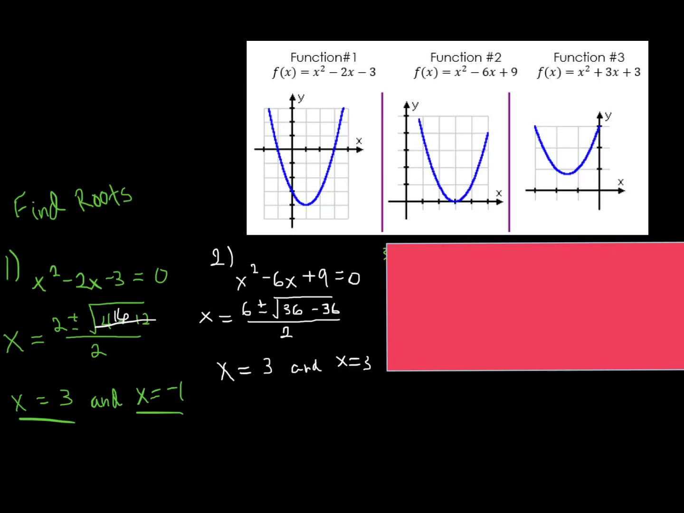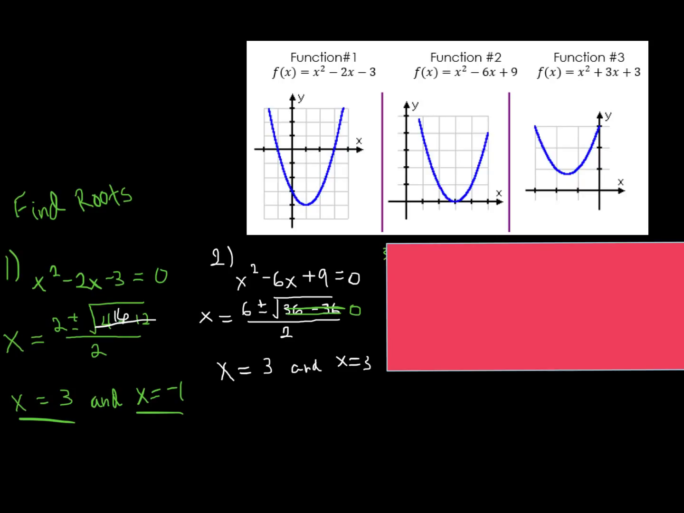Using the quadratic formula, I get 6 plus or minus the square root of negative 6 squared, which is 36, minus 4 times 9 times 1, which is 36, over 2. Now let's go ahead and evaluate this. What's 36 minus 36? That is 0, right? What's the square root of 0? Well, 0, right? 0 times 0 is 0. So now I have 6 plus 0 over 2, which is 3, and 6 minus 0 over 2, which is 3. And that seems weird, right?